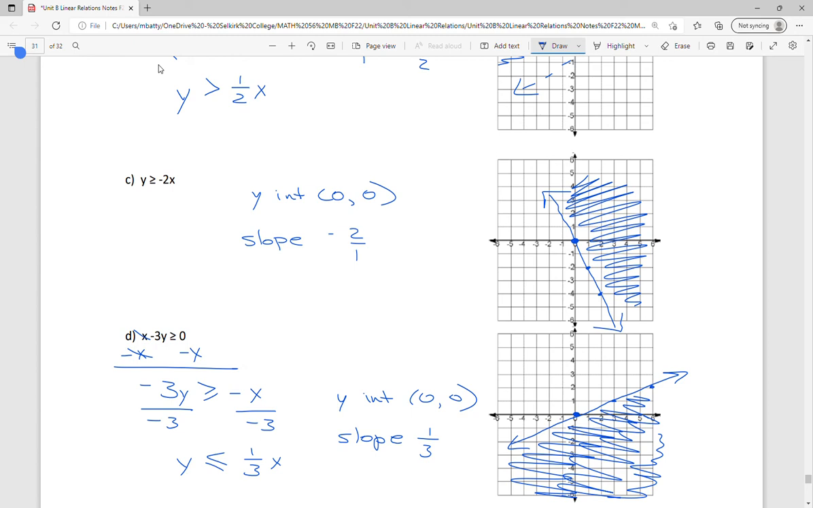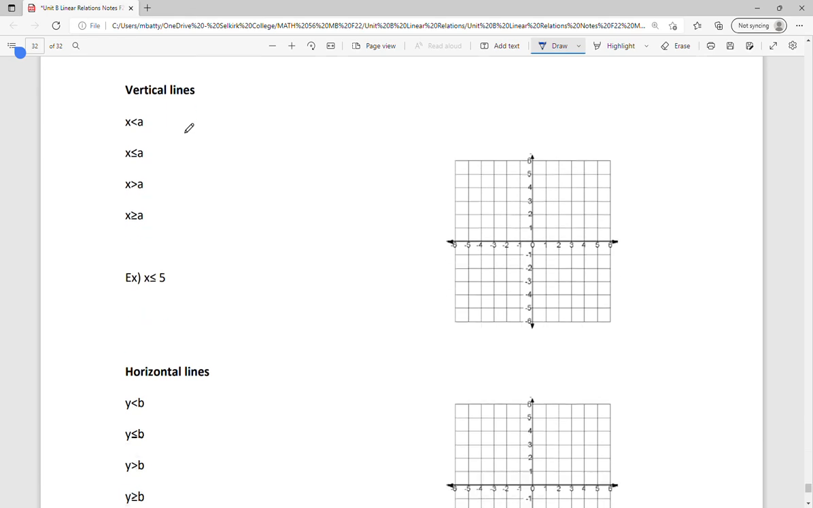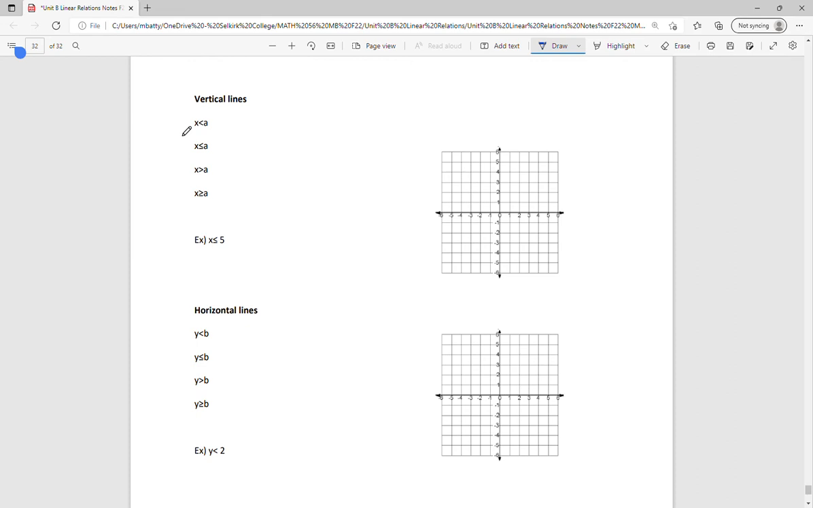The last ones, we're just going to roll this out. It's pretty straightforward, but we are going to give a little special attention to those vertical and horizontal lines. They're pretty quick to do, right? We have all the options of less than or equal to or greater than or equal to.